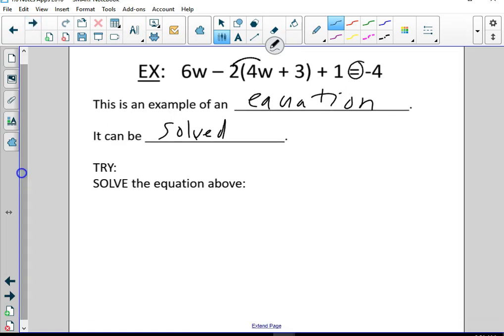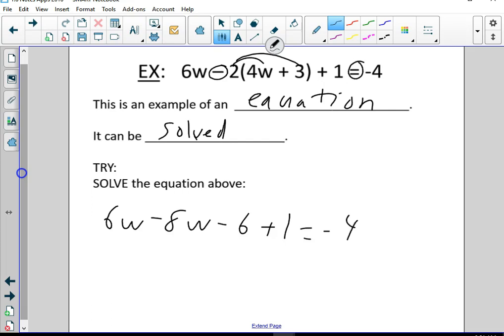I'm going to distribute this 2. Remember, it's a negative 2. Be careful about that. So I'm going to just do the first step right here. 6w. When I multiply negative 2 times the 4, I get negative 8w. And remember, it's a negative 2 times the 3, so I get minus 6. The plus 1 does not get multiplied by negative 2 because it's not in the parentheses. And then we have equals negative 4.